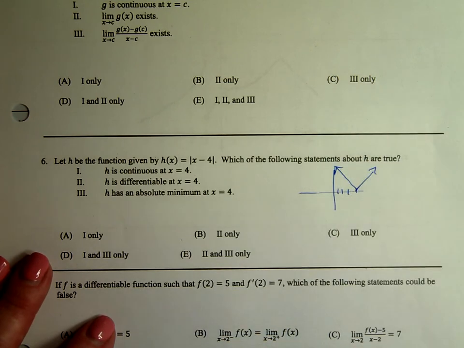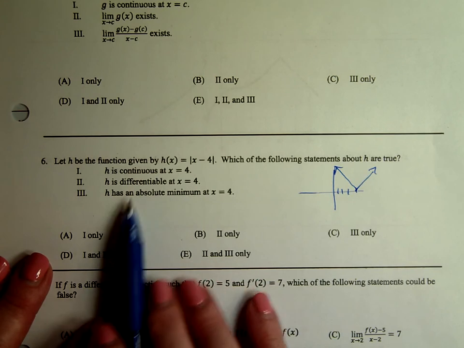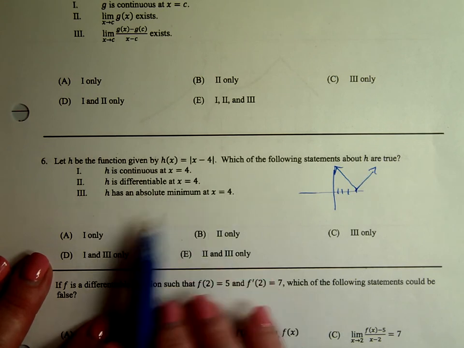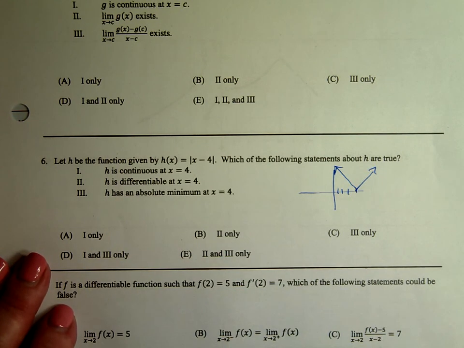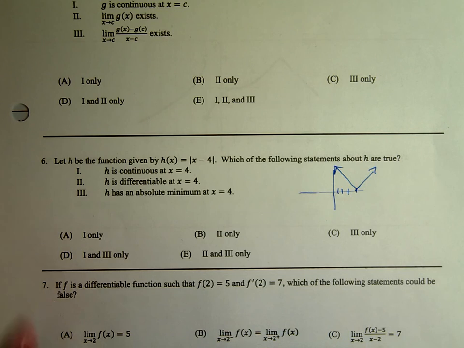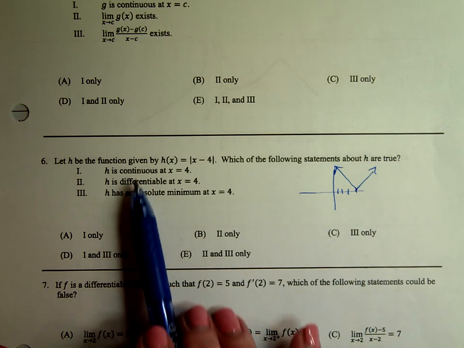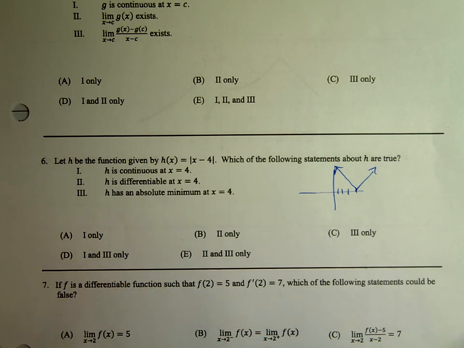And then take each thing. Is it continuous there at 4? Is it differentiable at 4? Does it have an absolute minimum, lowest point overall at 4? And then you're going to figure out yes or no to these, and then figure out which one of the answers goes with it. So all of those test prep questions are kind of done that way, where you're thinking of what the graph looks like and then answering each piece individually, and then deciding which ones are true or false.